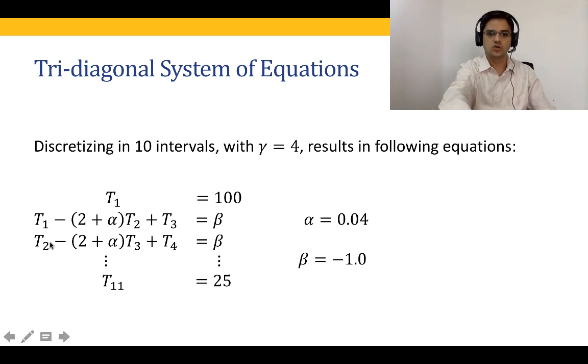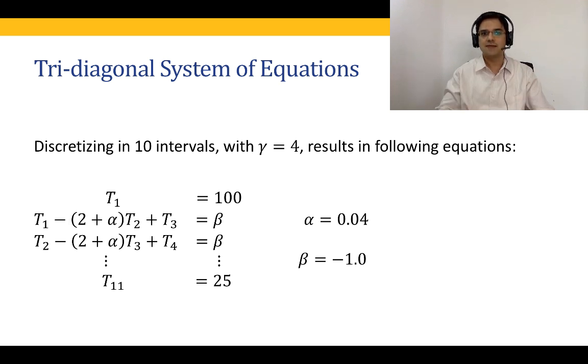And for all the nodes within the rod, we get equations. If we do the derivation, we'll get equations of the type T1 plus minus 2 plus alpha T2 plus T3 equal to beta, and so on and so forth. What you can see over here, in the first equation, the diagonal element is 1 and the non-diagonal elements are all 0, and for the vector b, the first element is 100. If you look at the next equation, the diagonal element is minus 2 plus alpha, and the subdiagonal and the superdiagonal elements are both equal to 1.